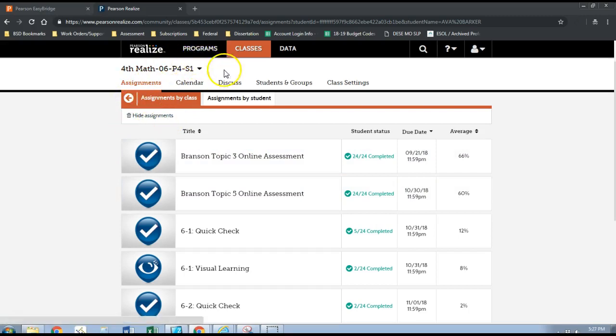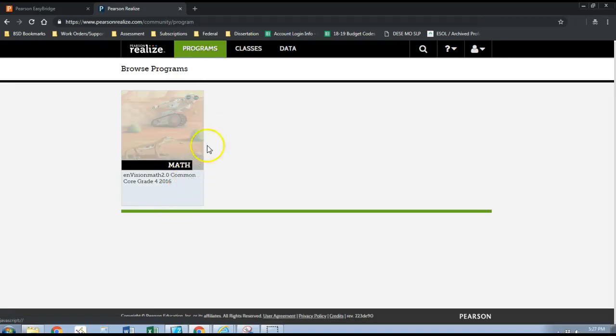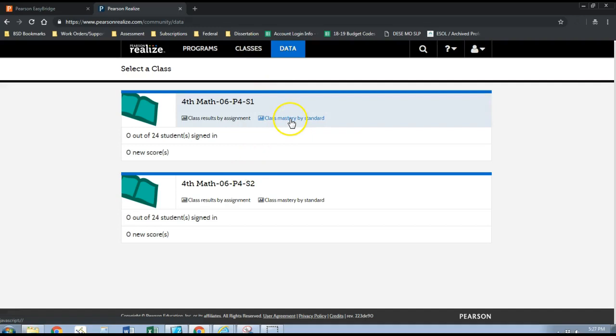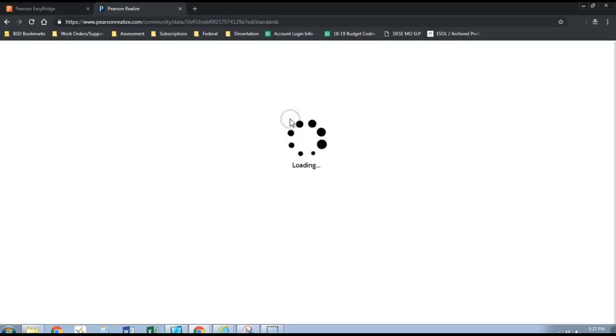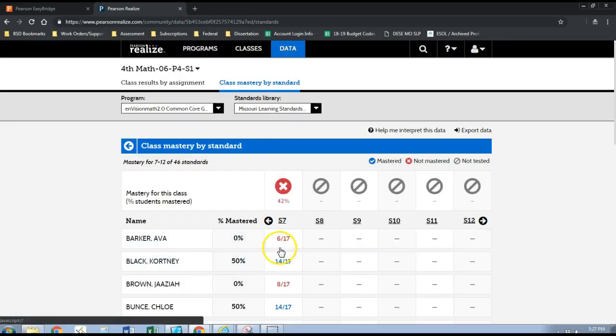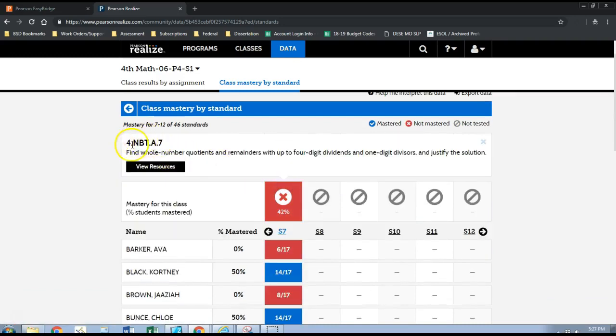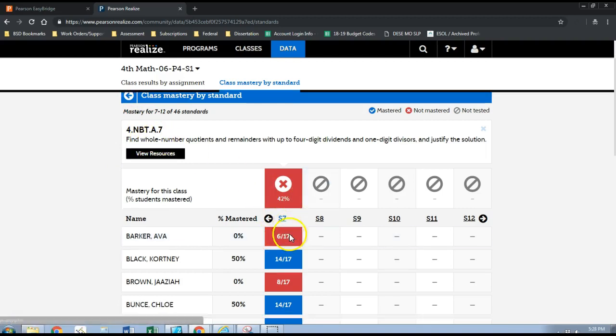So on this screen right here, I'm logged in as April Molnick. And so if I go to the Data tab and go to Class Mastery by Standard, I will see that her students have taken tests here. Standard 7, it shows there were 17 points. So then when I click on that, I see that that is for NBT A7. Remember that because that's going to be important.